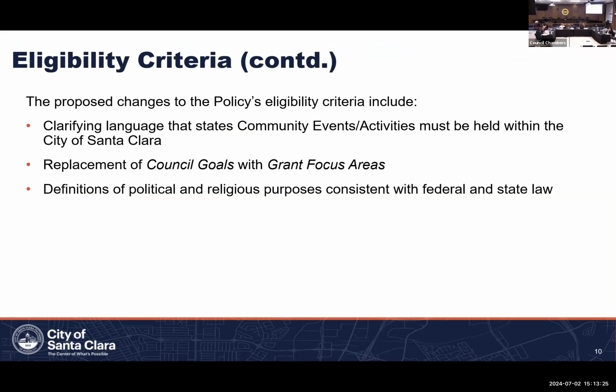This slide summarizes the proposed eligibility criteria, which includes clarifying language that community events and activities must be held within the city of Santa Clara, replaces council goals with the grant focus areas, and defines political and religious purposes consistent with federal and state law. Next slide, please. Thank you.